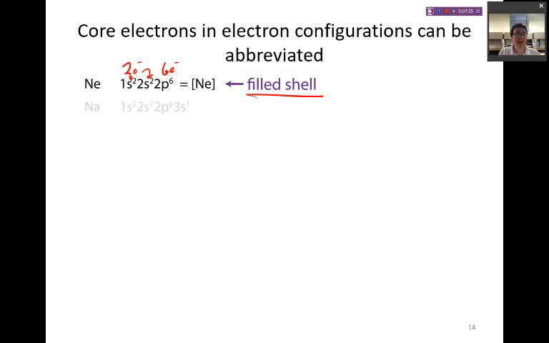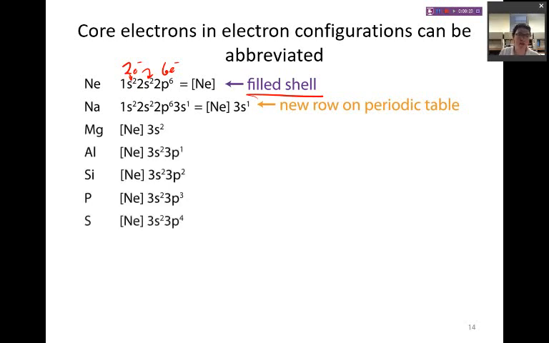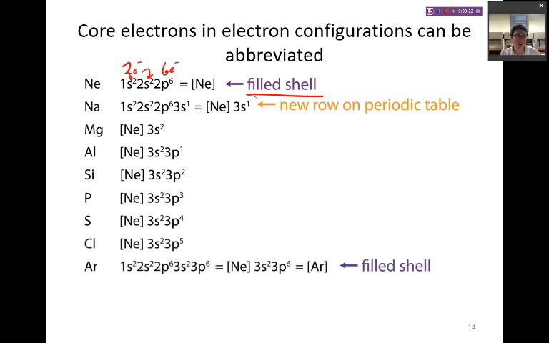Then, for any element that comes after it, we can abbreviate that inner filled shell by using neon's symbol with the brackets. So when we start a new row in a periodic table, instead of writing out the full electron configuration, we can abbreviate using the noble gas core electron configuration. And so we see that greatly simplifies the electron configurations.